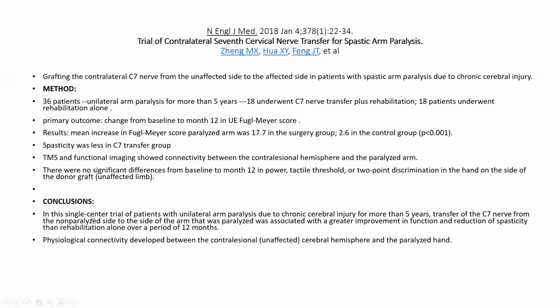So they concluded that in this single center trial of patients with unilateral arm paralysis due to chronic cerebral injury for more than 5 years, transfer of the C7 nerve from the non-paralyzed side to the side of the arm that was paralyzed was associated with a greater improvement in function and reduction of spasticity than rehabilitation alone over the period of 12 months. And the main thing was that physiologic connectivity developed between the contralesional, that is the unaffected cerebral hemisphere, and the paralyzed hand. So a connection was made.